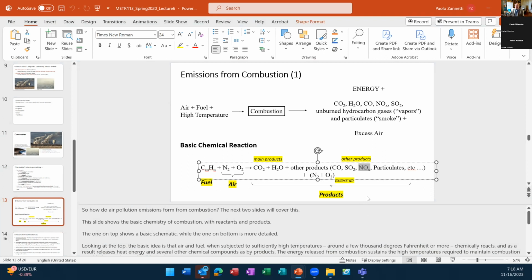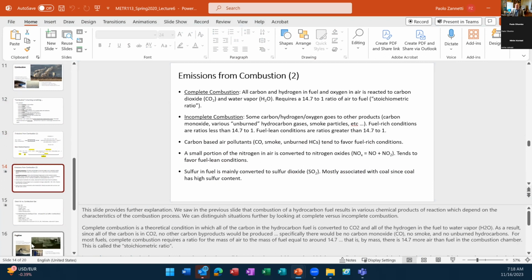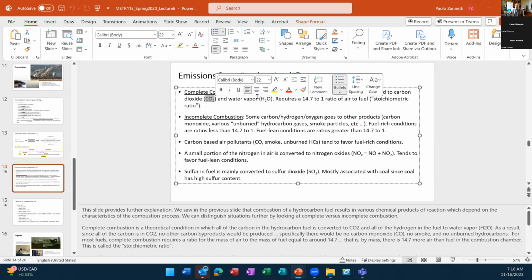So these are the basic chemical reactions of a combustion of hydrocarbons. Ideally, you would like only to produce energy, CO2, H2O, ideally. But unfortunately, that's not the real world. If you have a perfect complete combustion, you should generate only CO2 and water vapor.